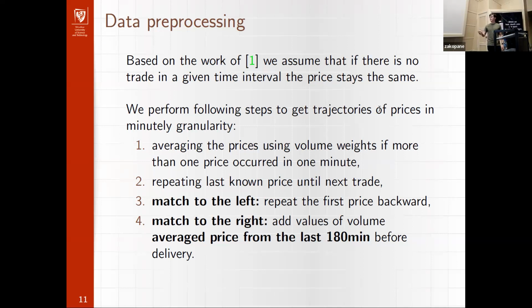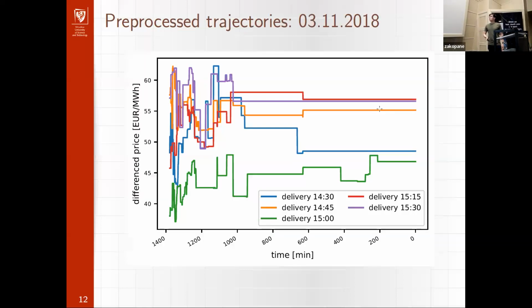There's an index on the market that is taking the 3 hours before and taking the volume weighted average from them. So we are doing something similar, but not before delivery, but before current time, to extend the territories and have the same length. Okay, so here are the preprocessed territories from the 3rd of November 2018, and those are the same territories that I showed before, but now they're preprocessed and have the same length. And you can see that I put the same value where there is no trade. So here's the same value, and here is the trade, so it decreases and so on.